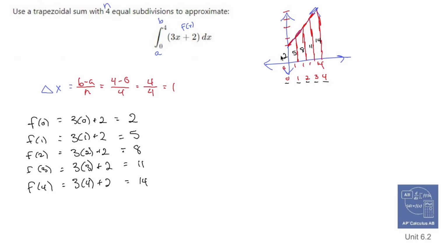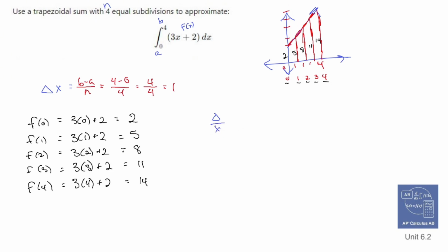Now, if I wanted to, I could take each trapezoid and use the trapezoidal area formula to calculate all 4 of these individually, which wouldn't be the end of the world. But in this case, I'm going to use the trapezoidal sum formula, which is going to be the change of x over 2. Let me actually write out the formula first, because it's a gross formula. It's change of x over 2.